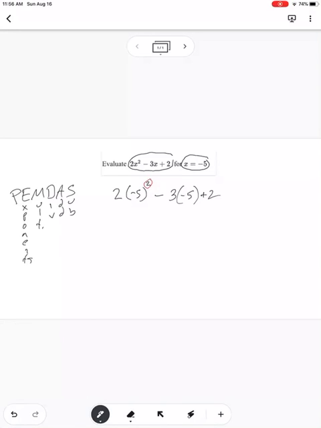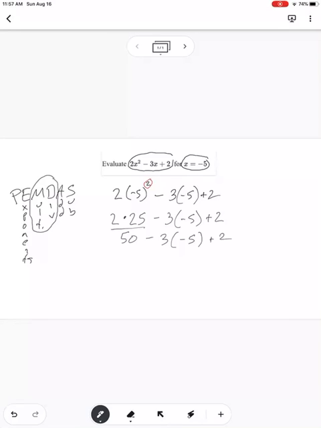So -5 to the second power means -5 times -5. -5 times -5 is positive 25. So directly below, I'm just going to write that, and I'm going to rewrite everything else. This is the way to organize your thinking, doing one step at a time. Now there's no more exponents, so we go on, and what we're going to do next is multiplication and division from left to right as we come to it. So the first operation we see here is 2 times 25. That's multiplication. Let's do it. 50 minus 3 times -5 plus 2.